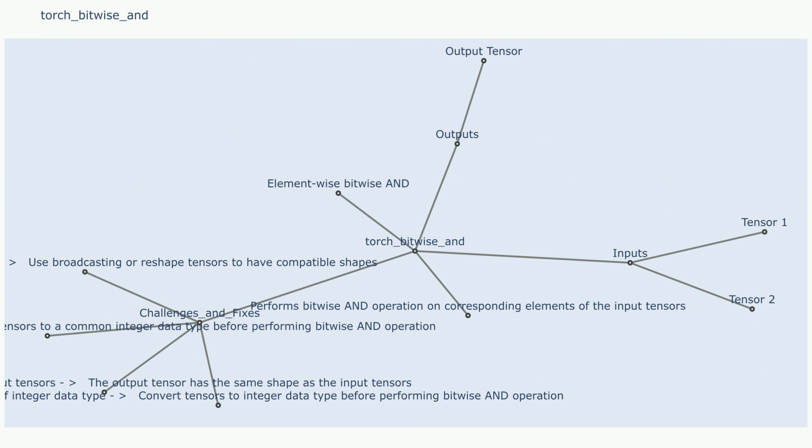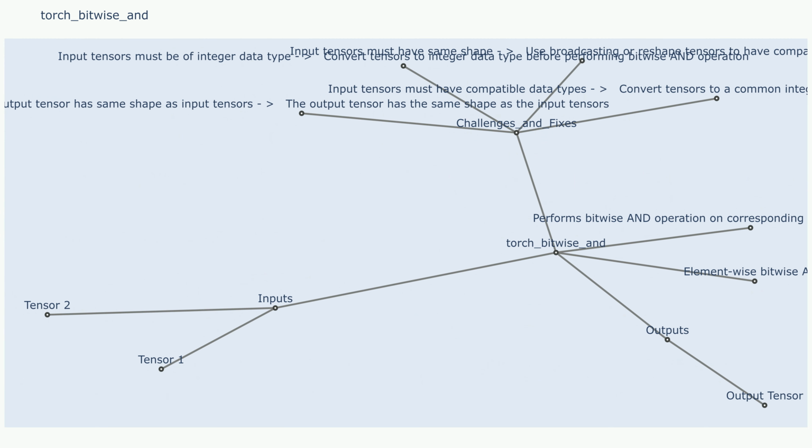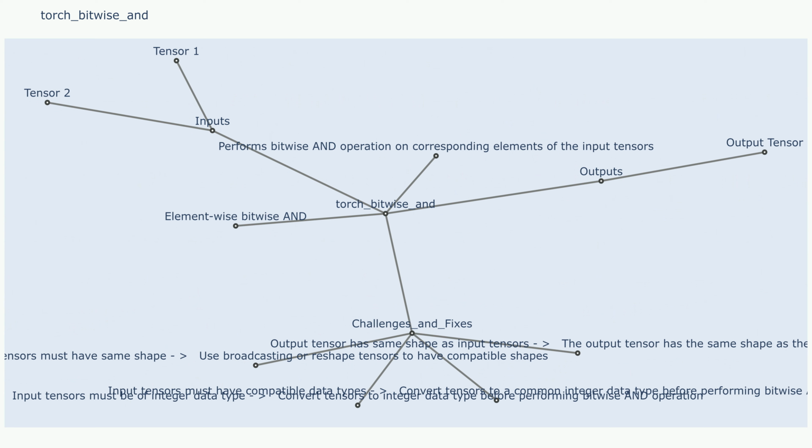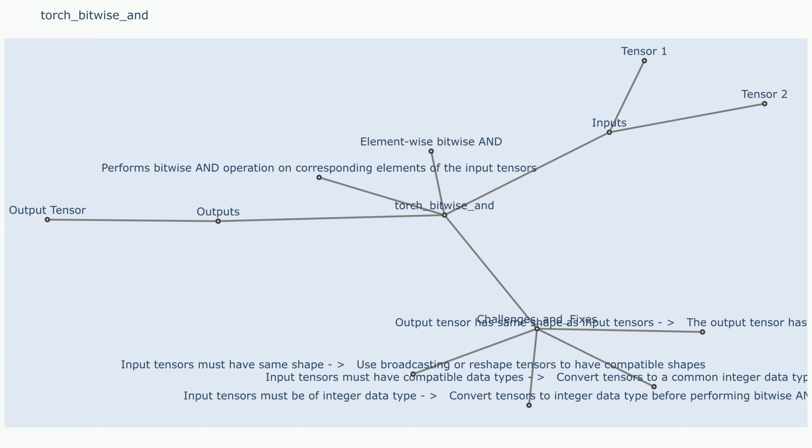Steps. The function iterates over the corresponding elements of input 1 and input 2. For each pair of elements, it performs a bitwise AND operation. The result of each bitwise AND operation is stored in the corresponding element of the output. Tensor. Challenges and fixes. Challenge 1, the inputs must be tensors of the same data type.